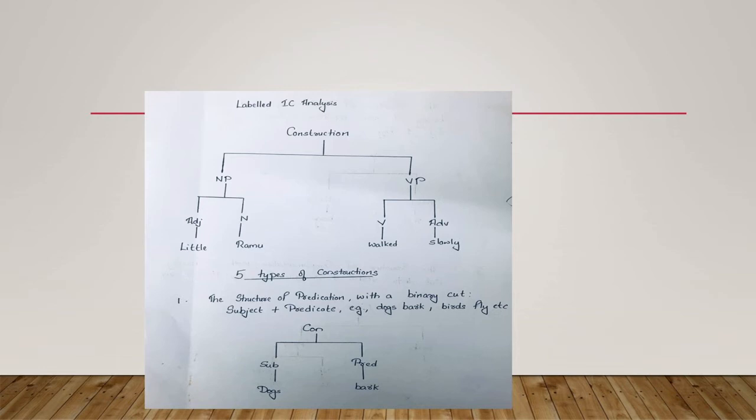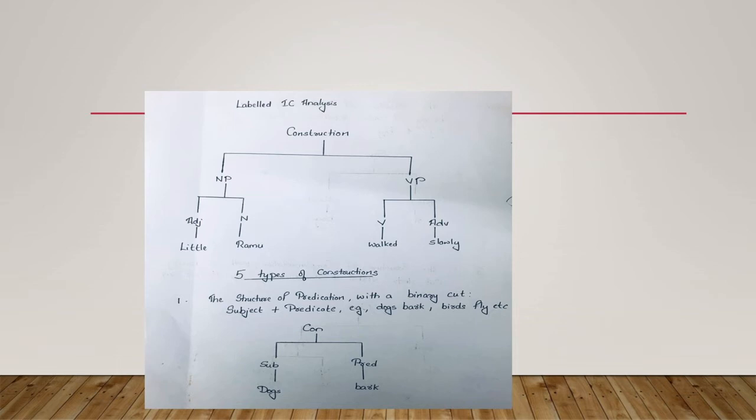So, noun phrase and verb phrase are known as categorical or formal labels. Formal labels because they indicate the category under which the constituent will fall. So we understand that little Ramu will fall under the noun phrase. So that is the category, or that is the formal label.